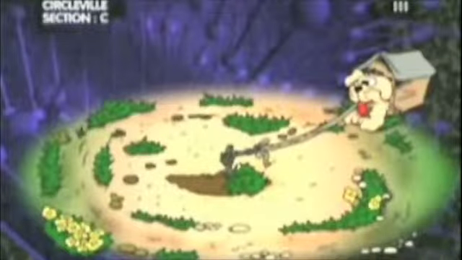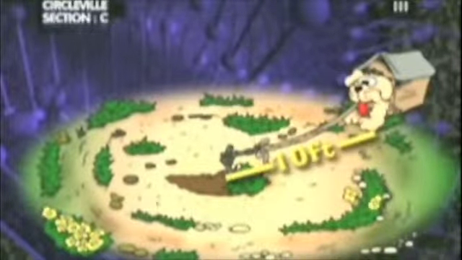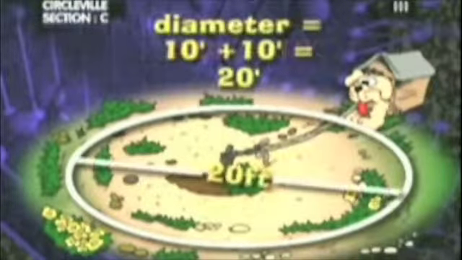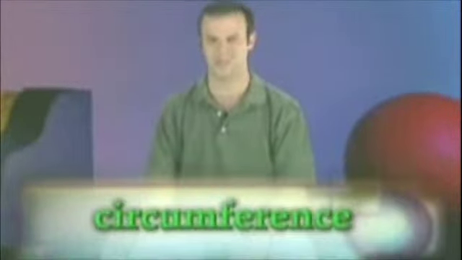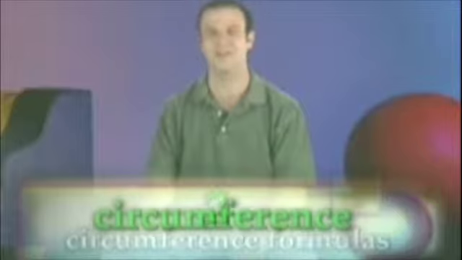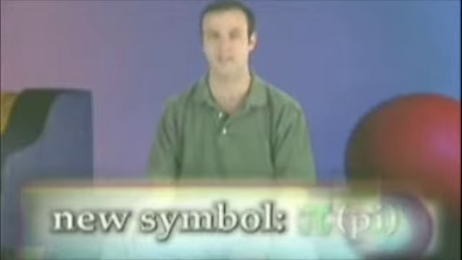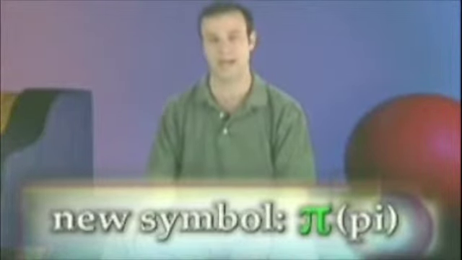Imagine we tie our dog to a line that's 10 feet long, and he can run around in circles, barking at squirrels all day long. The path he'll eventually wear into the grass is a circle with a radius of 10 feet and a diameter of 20 feet. So now that we're familiar with the basics of circles, let's find the circumference. It'll be fun. There are 2 circumference formulas, and we'll use both of them. Now, each of these formulas has a new symbol in it that looks like this. It stands for pi, which is a special number we'll talk about in a second.